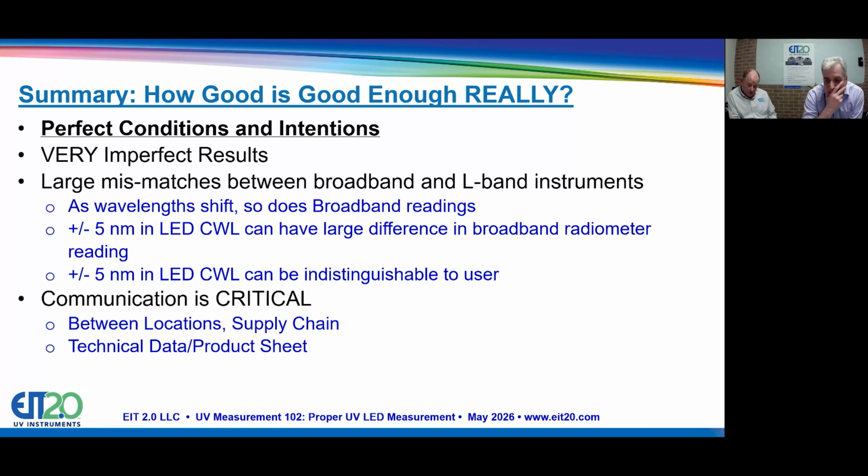Communication. This is Jim's forte. It's not necessarily mine. Between locations and supply chain, again, you could have the same identical model LED lamp, and the wavelengths could be different by 10 nanometers, and then all of your broadband measurements can be greatly affected by those differences. And if that's not known across sites, then that becomes a real hassle for everybody.